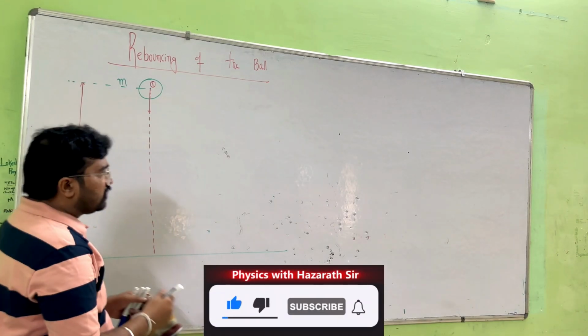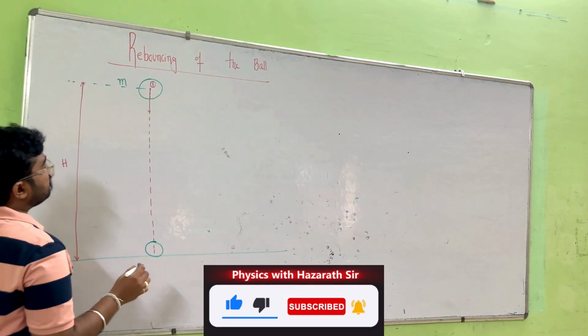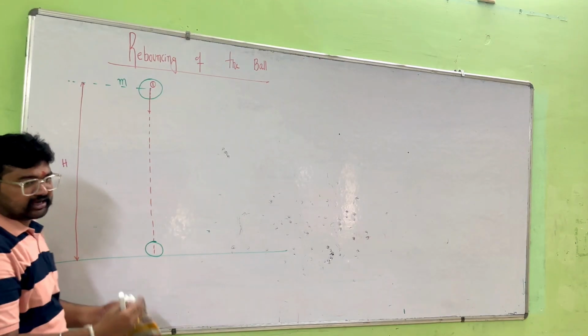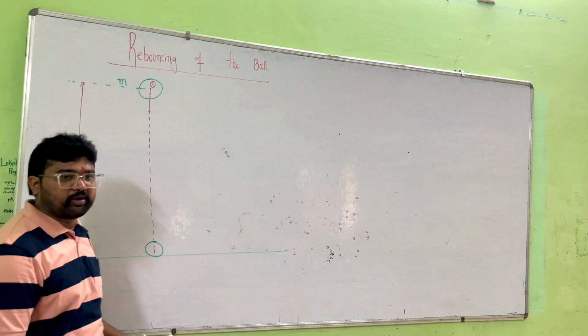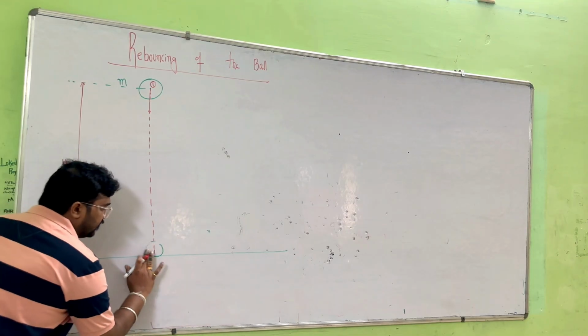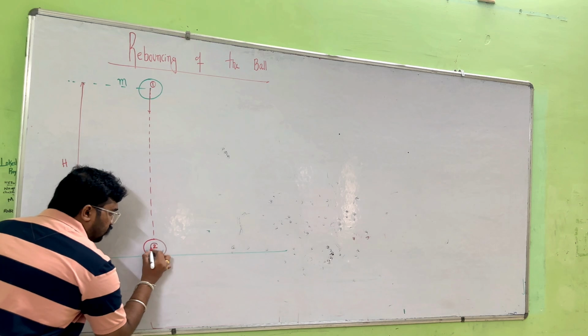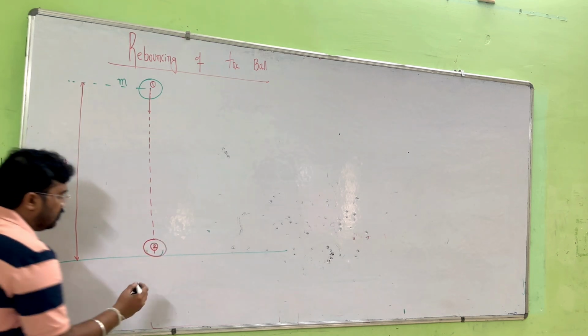So it reaches the ground, but before touching the ground, before the first rebound, it is about to hit the ground. This is position 2, before the first rebound.